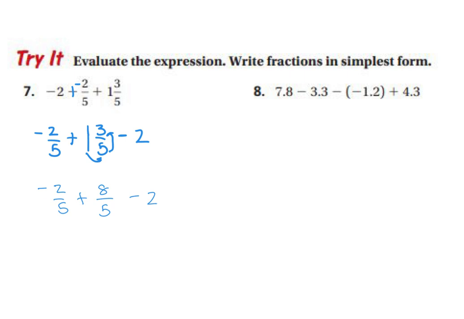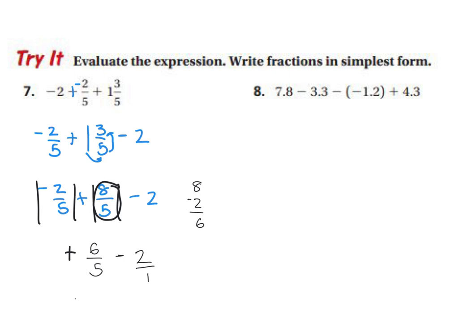And now I see that I have 2 fractions that have different signs. So I take the absolute value. The absolute value of 8/5 is greater, so I know my answer is going to be positive. 8 minus 2 is 6, so I have positive 6/5 minus 2. The last part of this is I need to write 2 as a fraction, and then I need to rewrite with common denominators.